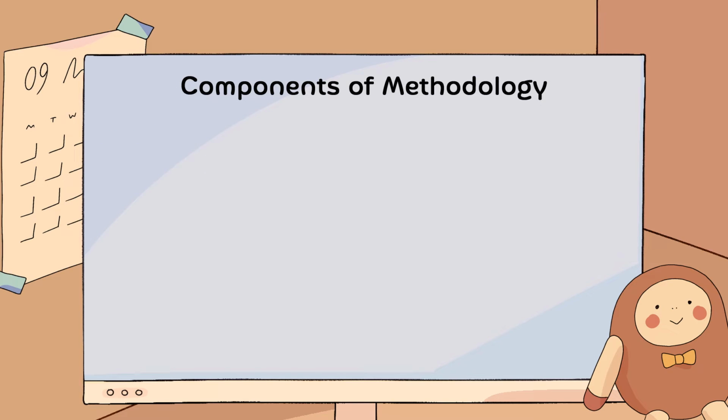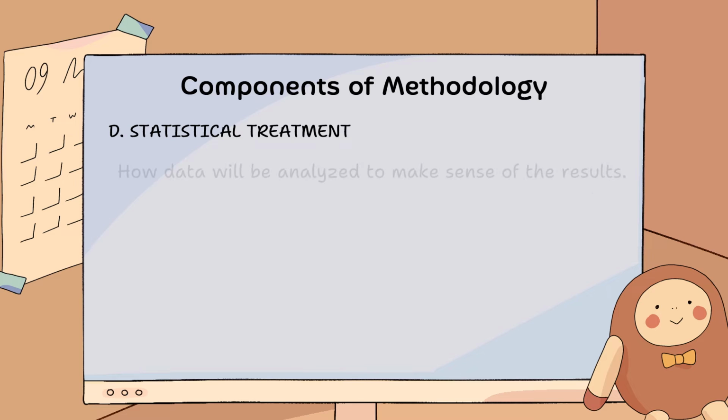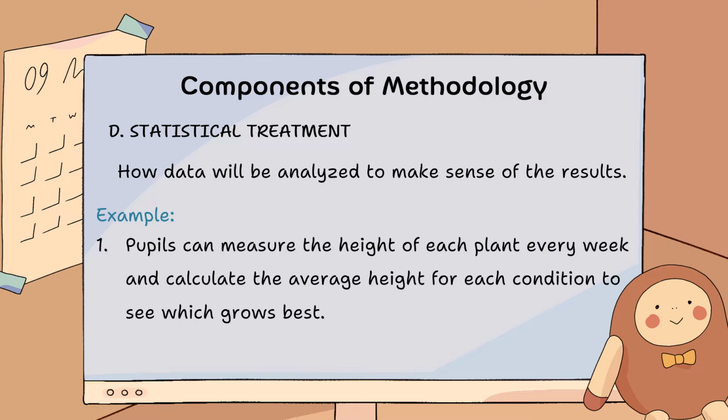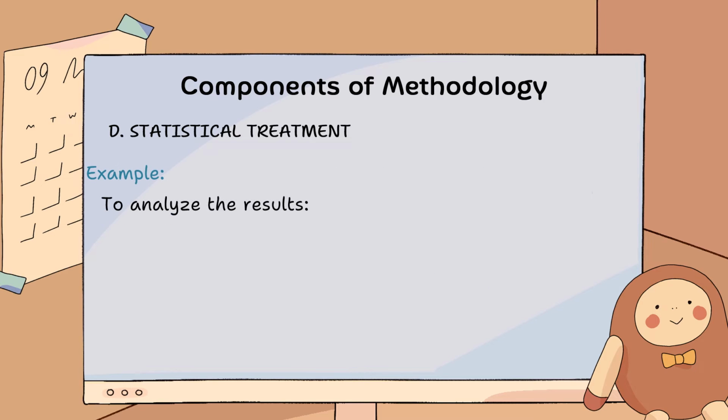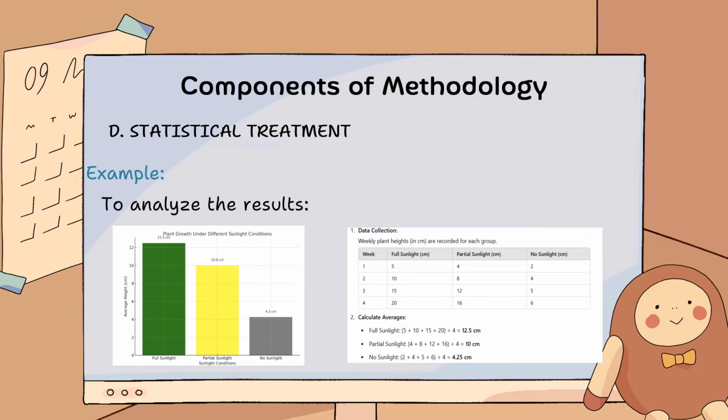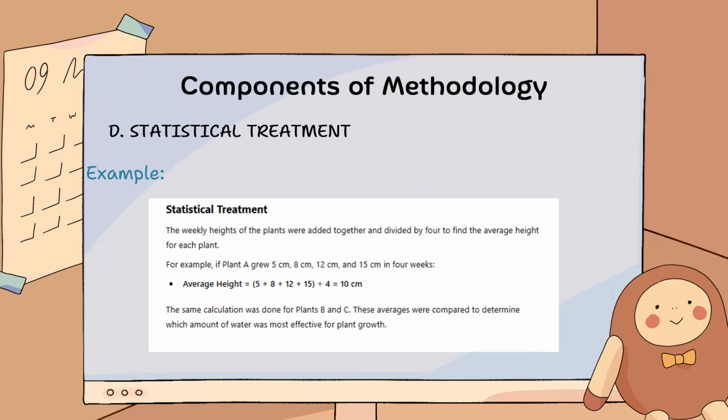Another component of methodology is statistical treatment. This is how data will be analyzed to make sense of the results. Example: pupils can measure the height of each plant every week and calculate the average height for each condition to see which grows best. To analyze the results, you can make a graph or table just like in the example presented. Or you can do your statistical treatment like this.